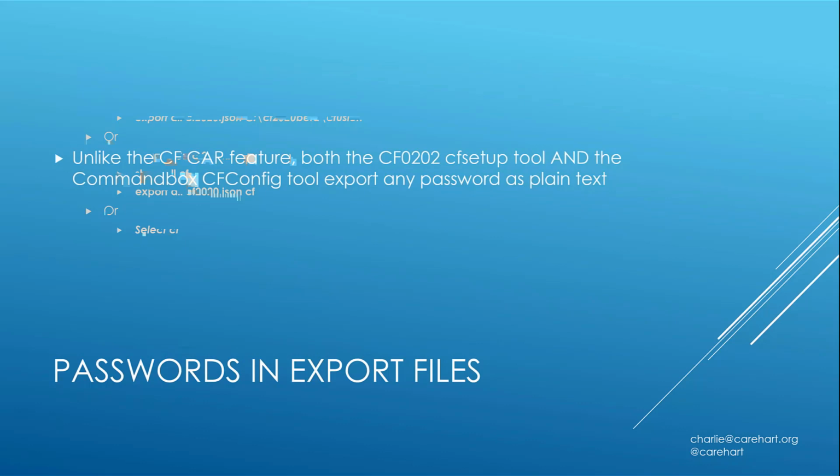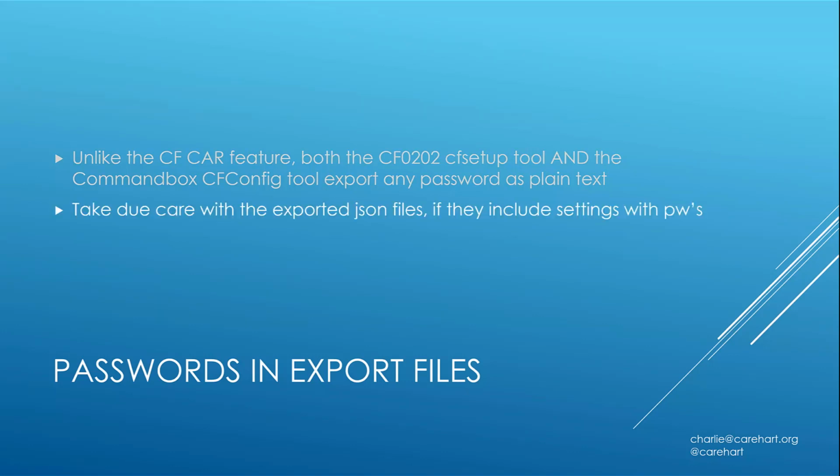Now, finally, passwords. Just be aware that unlike the CAR feature, both CF 2020 setup and CommandBox CF config, when they create their export JSON file, the passwords are there as plain text. Both put the passwords in plain text in the exported JSON file. So you need to take due care with those exported JSON files if they're settings that would include passwords. Data sources would have passwords. Mail might have passwords. Scheduled tasks might have passwords. All right, important, pay attention.